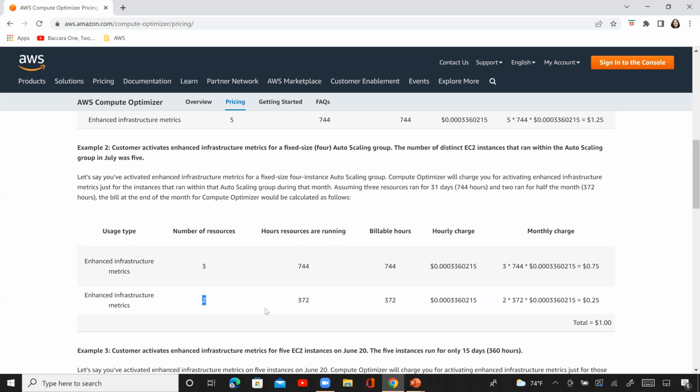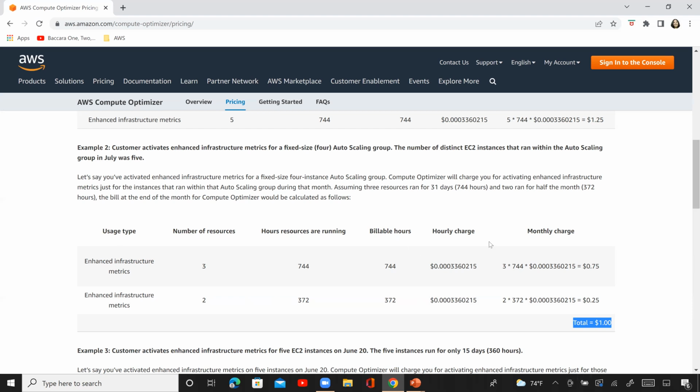And two resources ran for half a month, which is equivalent to one resource running for one full month. So for two resources, half a month, you will end up paying 25 cents. So for all of these five resources in total, you will end up paying a total of a dollar, which is, I guess, peanuts, especially if this service helps you optimize, reduce cost, improve performance, and at the end of the day, save hundreds or thousands of dollars. So paying a simple fee like this should be pretty straightforward.